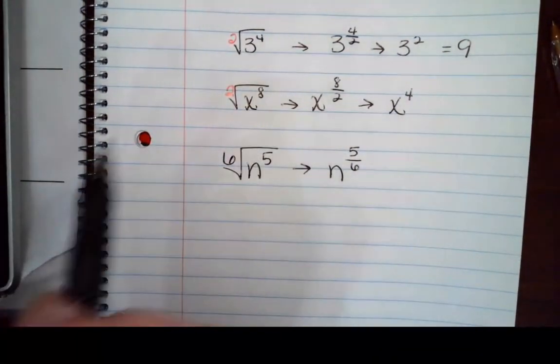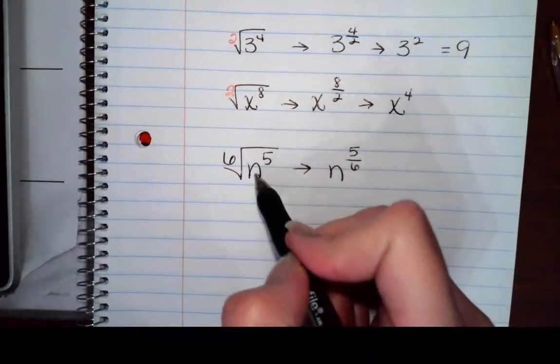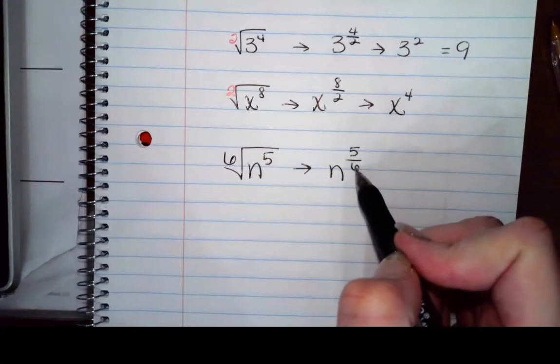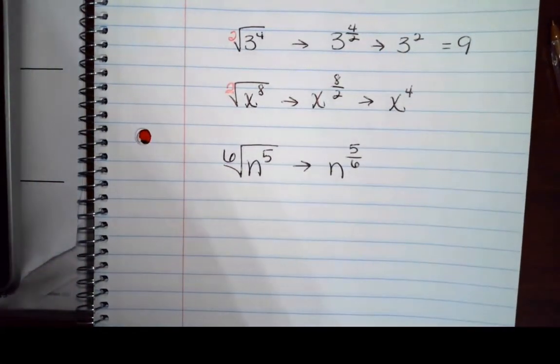Sorry, my dog just scared me to death. All right, so I've got an n to the 5th power, but I'm taking a 6th root. So that 5/6 is in the exponent.